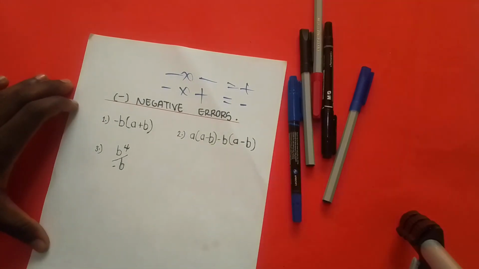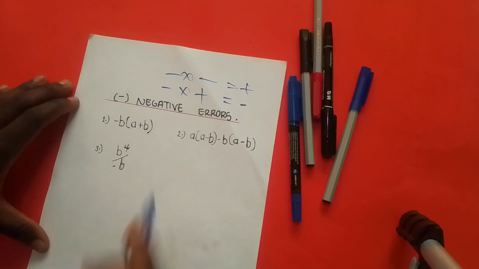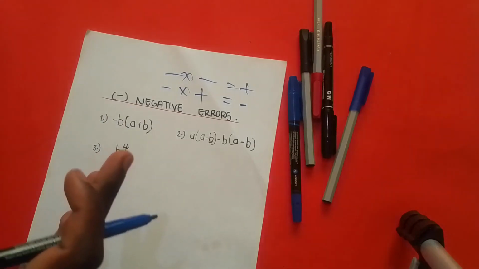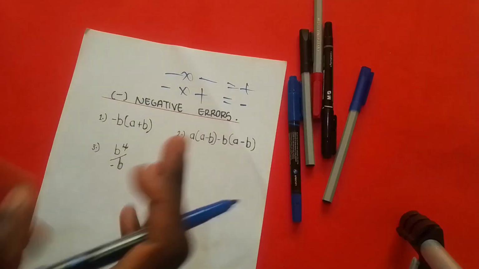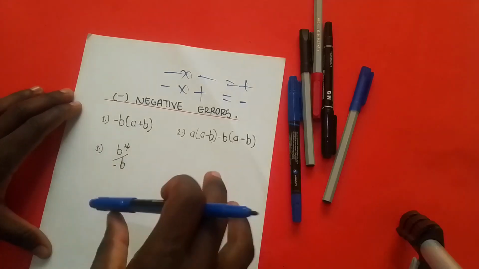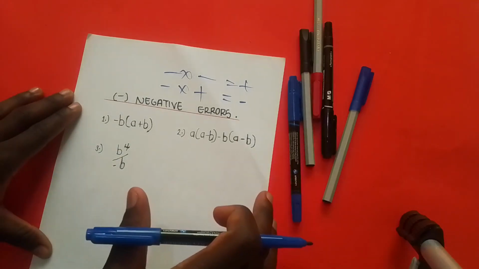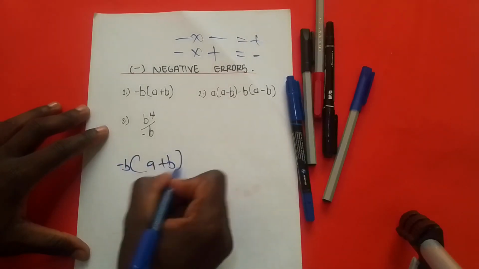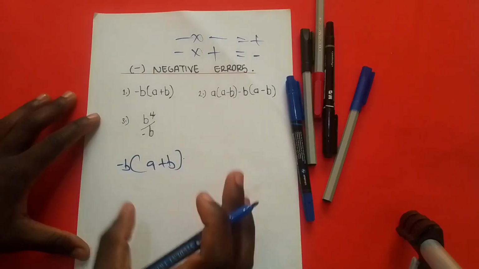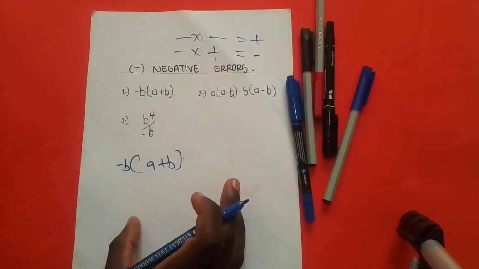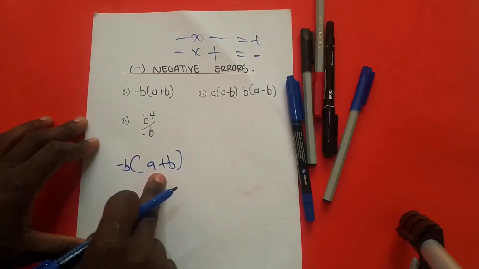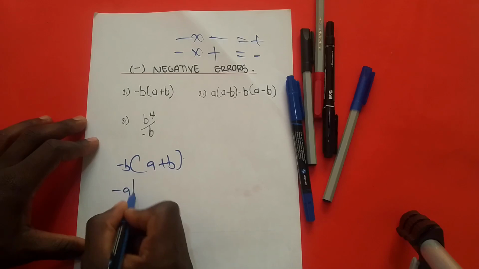For instance, when you're doing double bracket expansion, when you reach this point, you have a negative outside the bracket and you have positives inside the bracket. The positives inside the bracket will turn to negatives, right? For instance, number 1 here, we have negative b, bracket a plus b. All the positives in the bracket will become negatives, because we are multiplying a negative with a positive. So this negative will multiply this positive and will become negative ab, right?